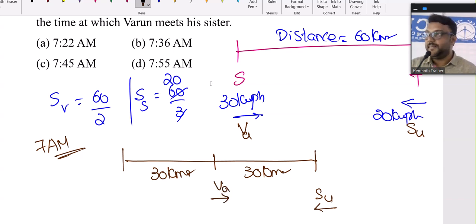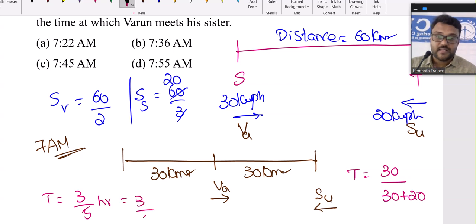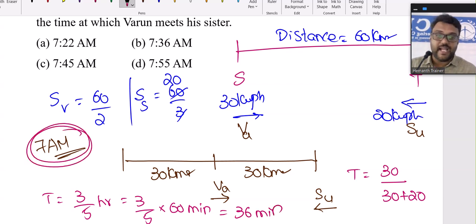So now you can apply time is distance by speed. What is the distance now? 30. Speeds are in opposite directions, so speeds can be added. So this is 30 divided by 50, which is 3 by 5 of an hour. An hour has how many minutes? 60 minutes. 60 divided by 5 is 12, 12 into 3, 36 minutes. So after 7 a.m., they'll take 36 minutes to meet. Means the answer is 7:36 a.m.